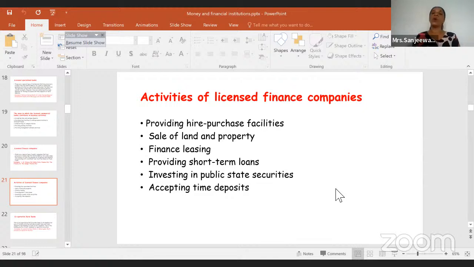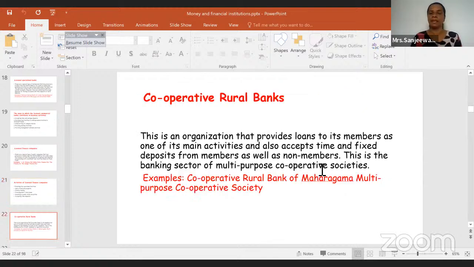Now we'll see the cooperative rural banks, right? I'll be explaining each and everything, okay? So what are these cooperative rural banks? They are an organization that provides loans to its members as one of its main activities. Now sometimes you might get this as an MCQ, right? What is the main activity of a cooperative rural bank? Providing loans to its members.